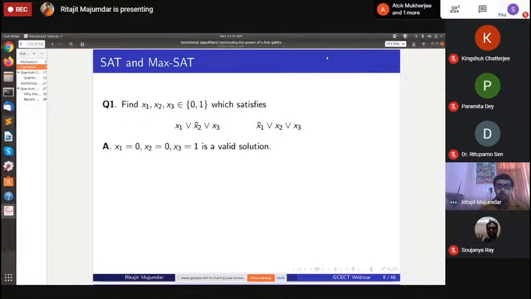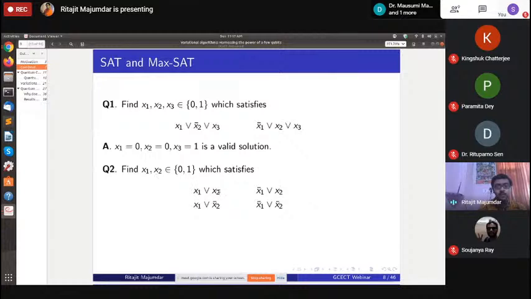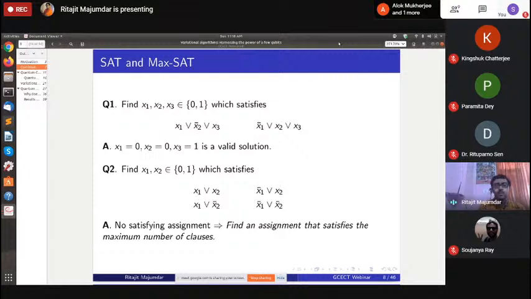No. Let's take another example. So here are the 4 clauses, and I want you to give values of x1 and x2 with zeros and ones such that all 4 clauses are satisfied. You can very easily see that it is not possible to satisfy all the 4 clauses. So do we give up? No. So we say that, okay, if all 4 clauses are not satisfiable, you find me an assignment that will satisfy the maximum number of clauses, maybe 3 clauses.